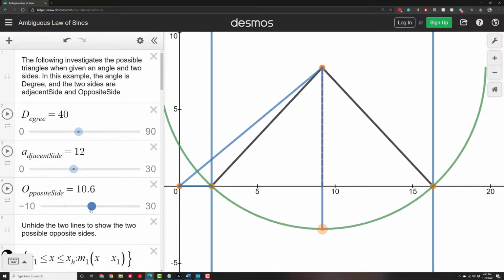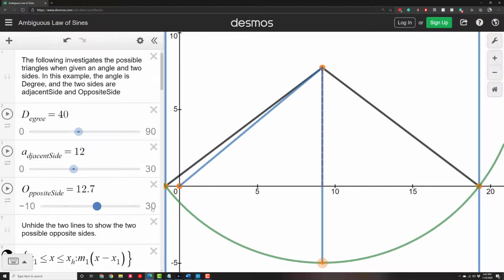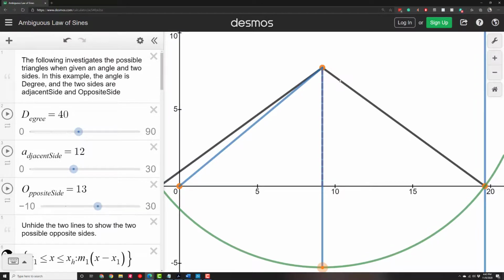But if you make it too large, let's make it a size 13. When it's of length 13, this opposite side will swing down and strike this edge right here to create a very wide triangle. But then if it keeps swinging and it comes back around, it won't be able to strike the x-axis on the right-hand side of the origin. And so it doesn't make another triangle in this area right here with this 40-degree angle.